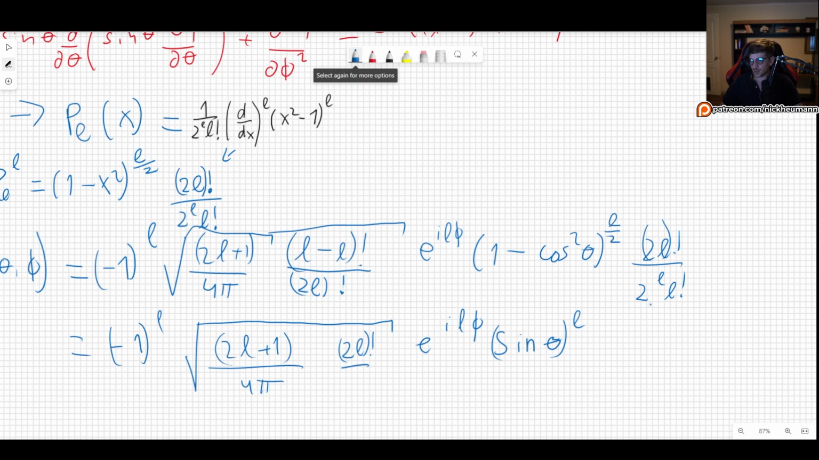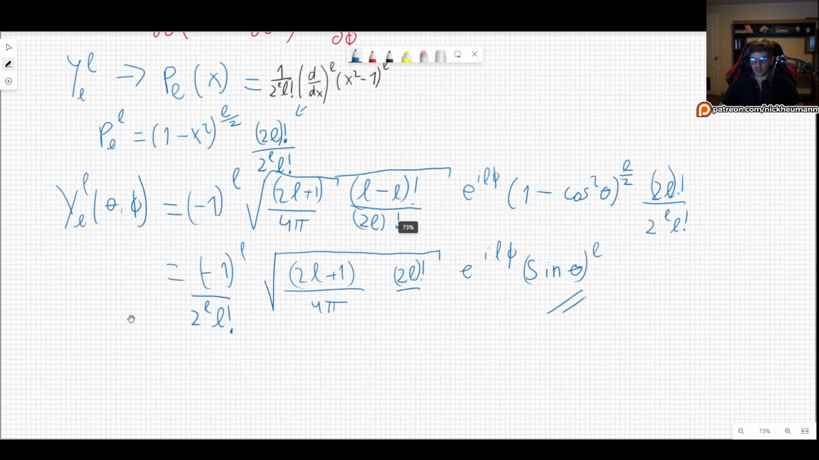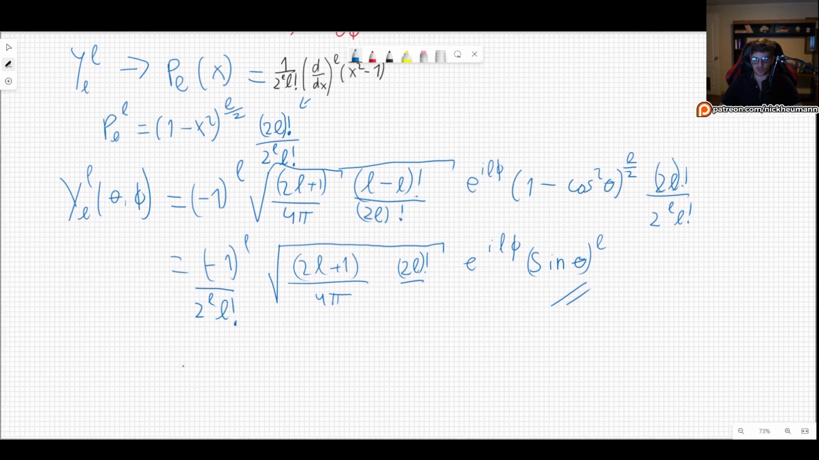And can we do something with this 2 to the L? I don't think we can do much with it, right? So let's just put it here. So 2 to the L factorial. So there we go. That is Y_LL, right? So if ever you want to find the spherical harmonic for L equal M, then yeah, this is the formula to use.